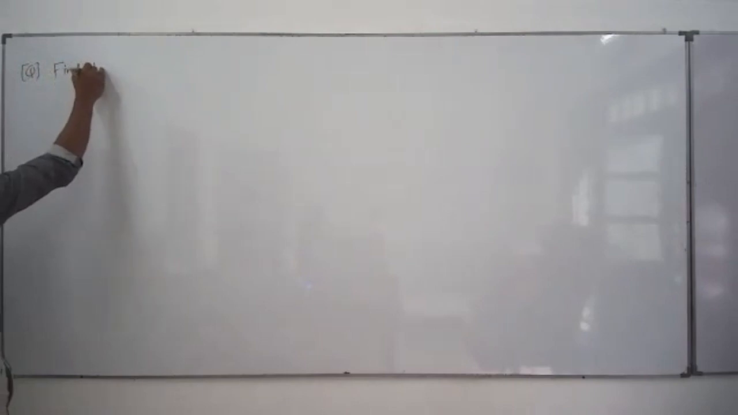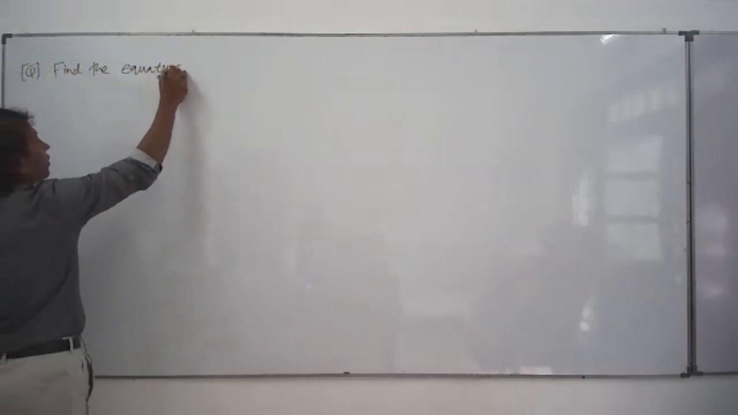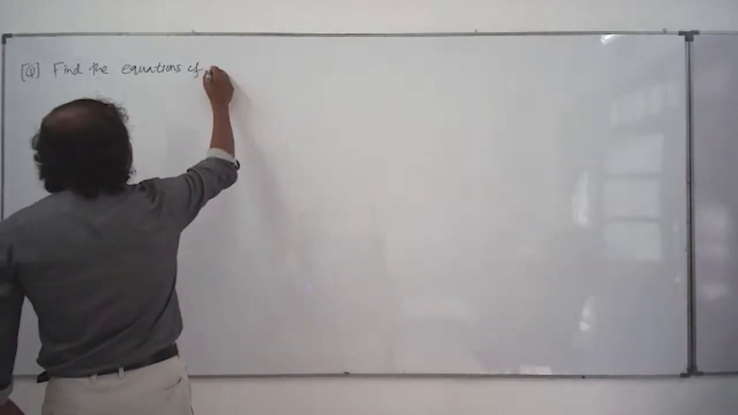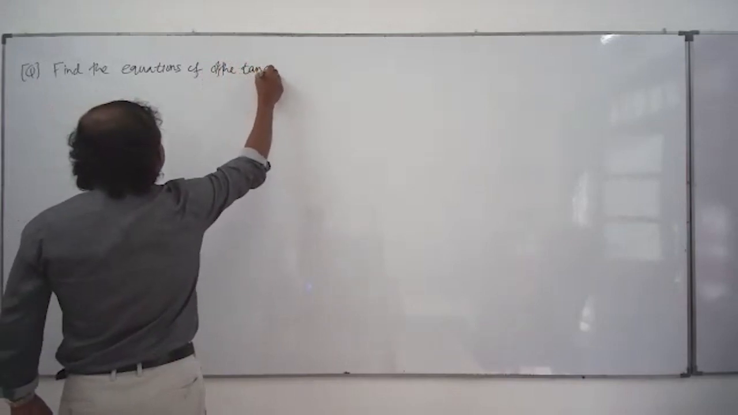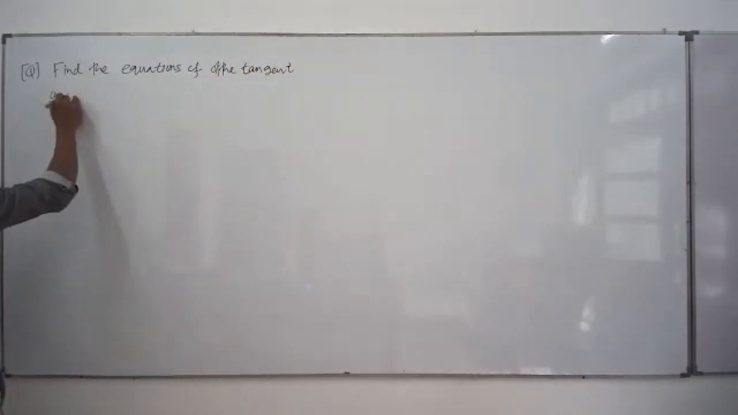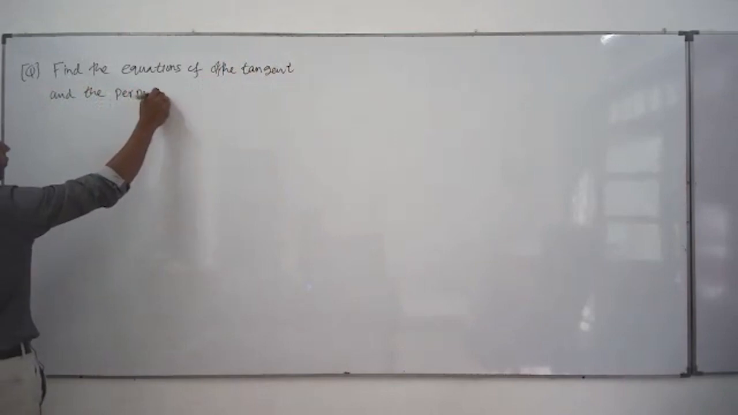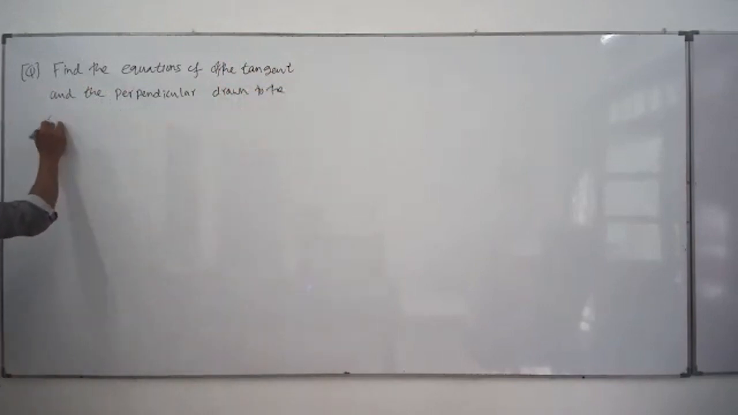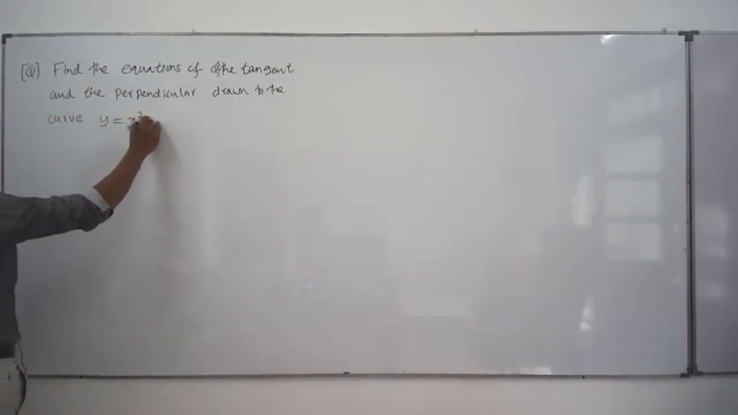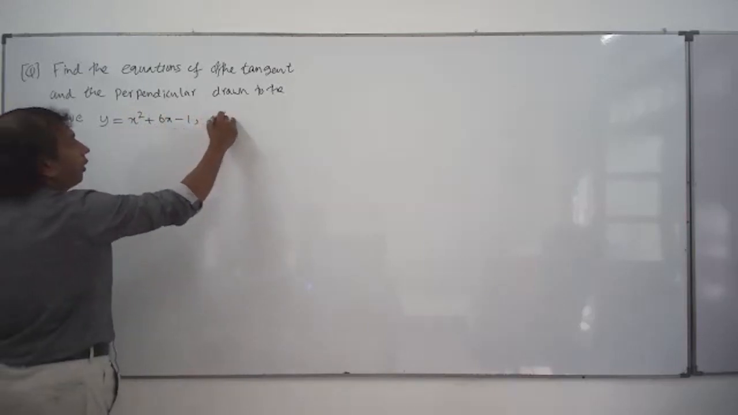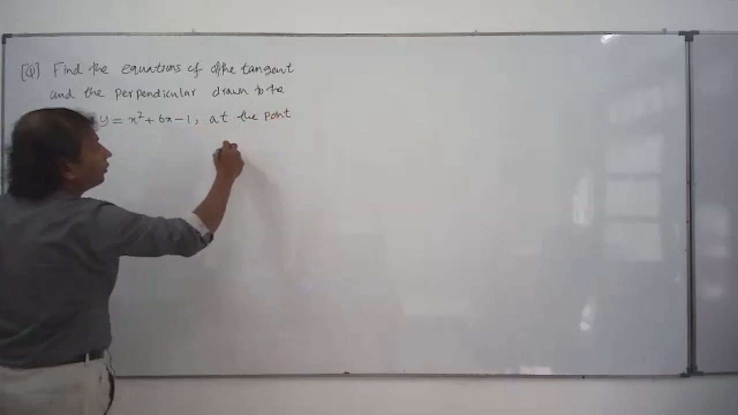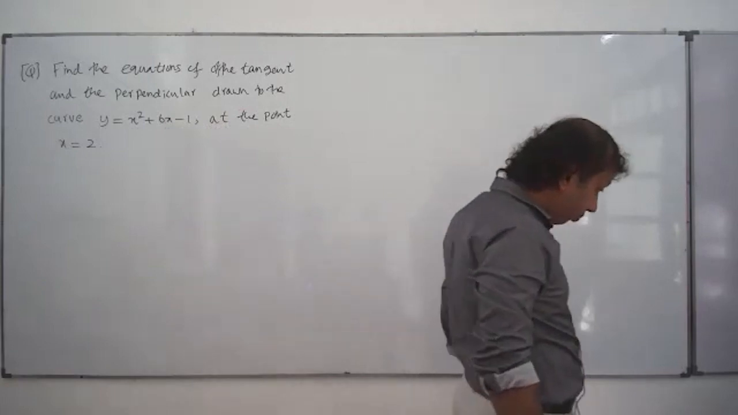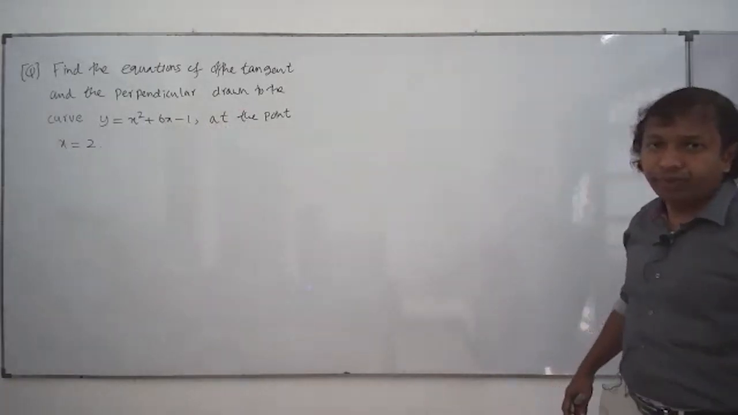Find the equations of the tangent and the perpendicular drawn to the curve y equals x squared plus 6x minus 1 at the point x equals 2. Right?